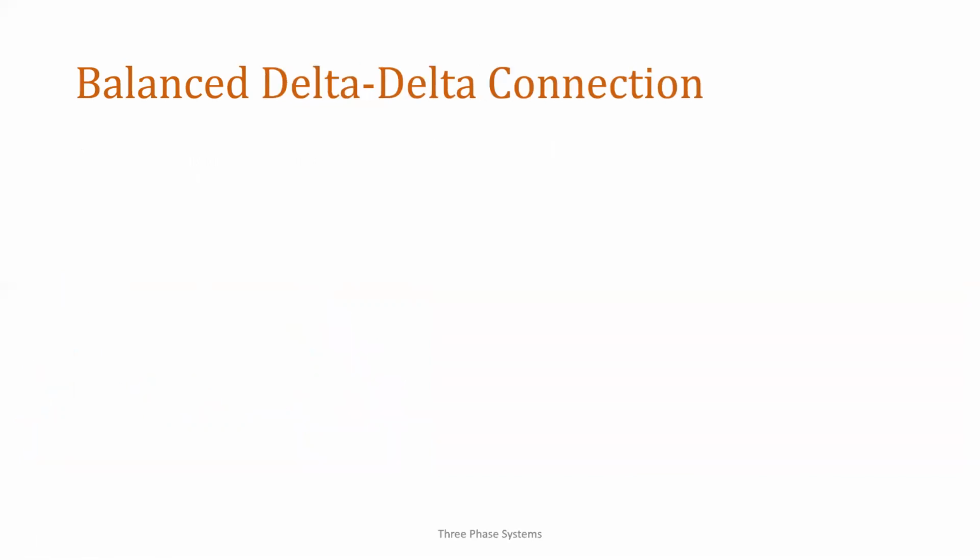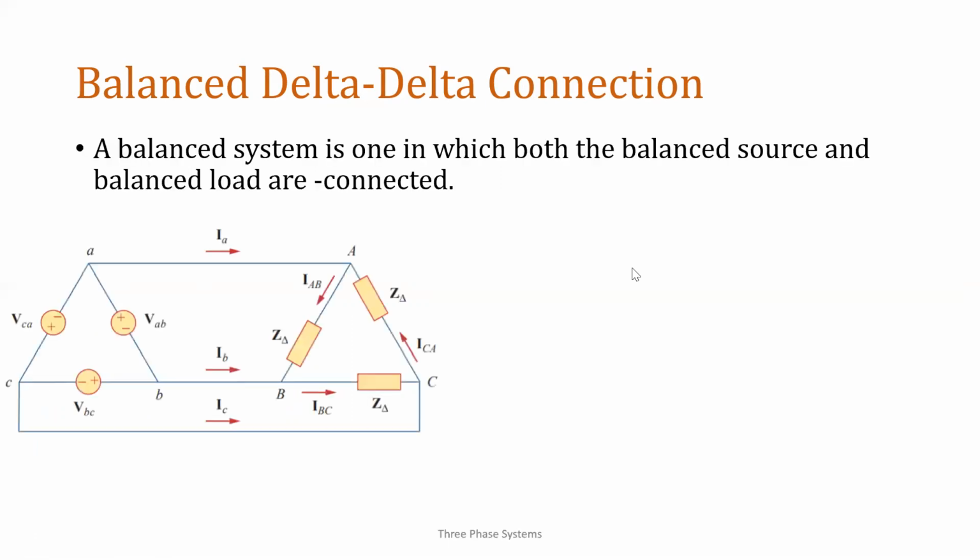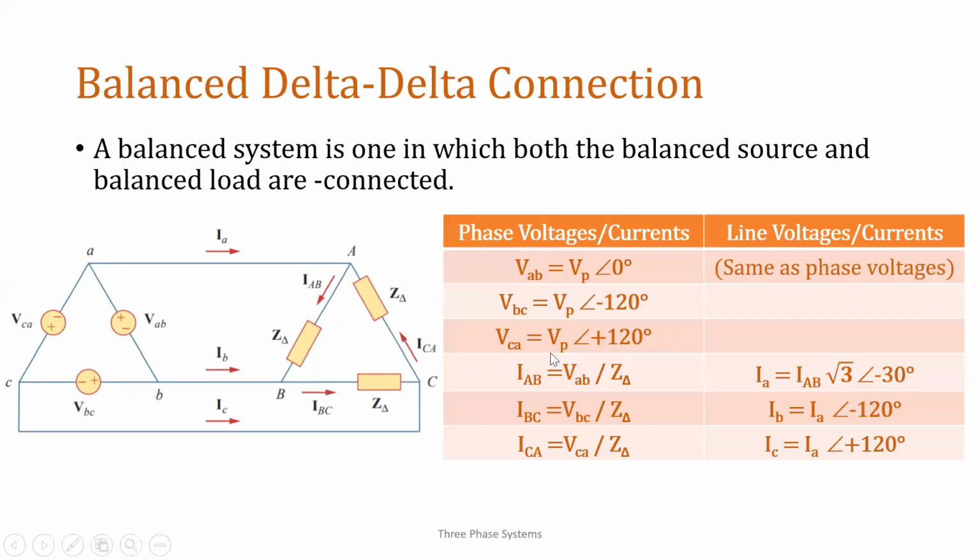Next, let's have the balanced delta to delta connection. Here, for the delta to delta connection, the source will be in delta configuration and also the load has a delta connection. And here are the phase voltages and currents, line voltages and currents for a delta to delta configuration.